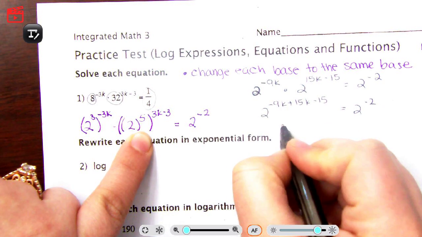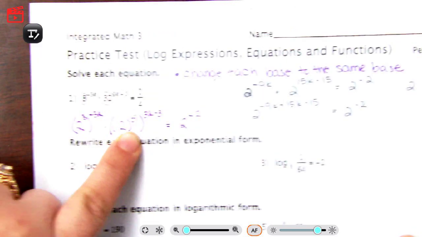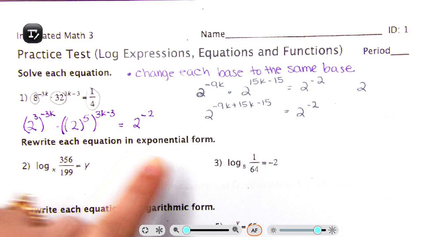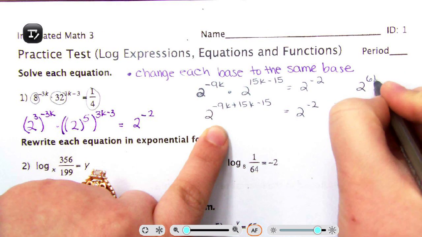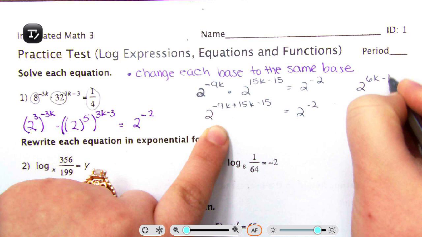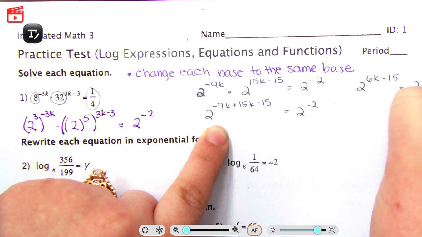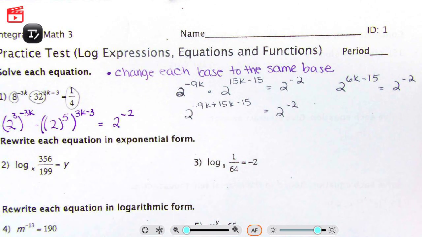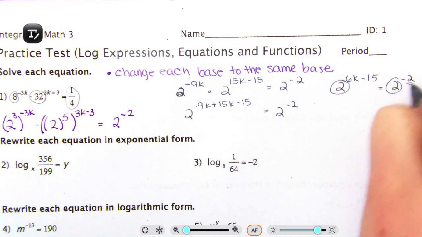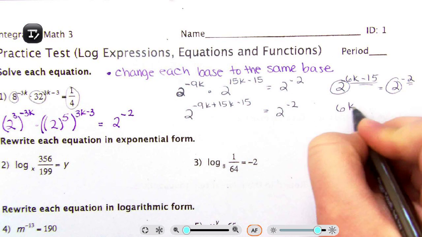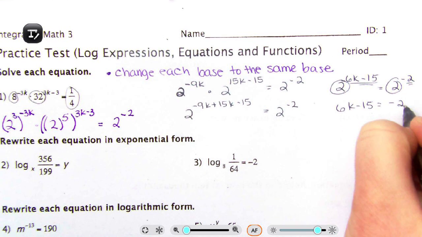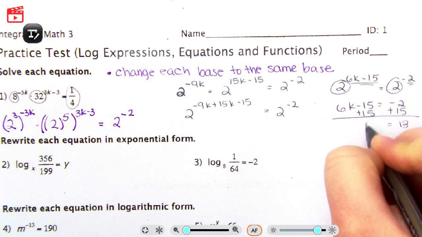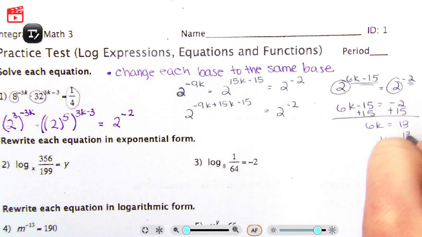Then this one here simplifies to 2. Let me shift the paper a little bit. Negative 9 plus 15k, that is 6k minus 15 is equal to 2 to the negative 2. This is where we get to use our wonderful one-to-one property, meaning if our bases are the same, that means our exponents are equal. So I have 6k minus 15 is equal to negative 2. I'm going to add 15 to both sides. So I have 13 is equal to 6k. Therefore, k is equal to 13/6.